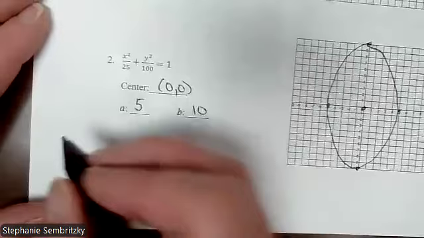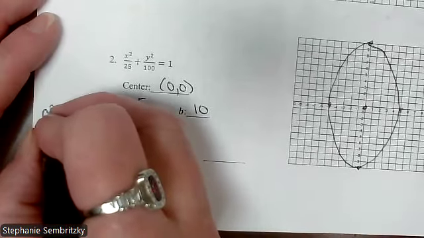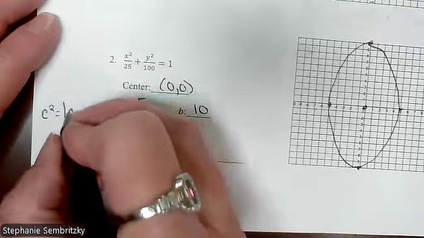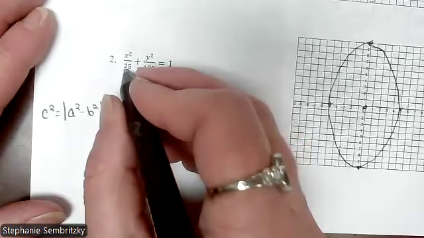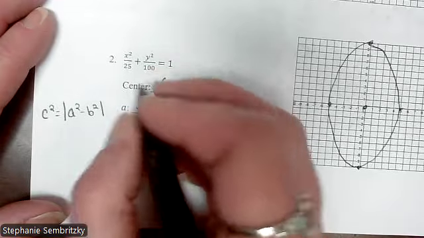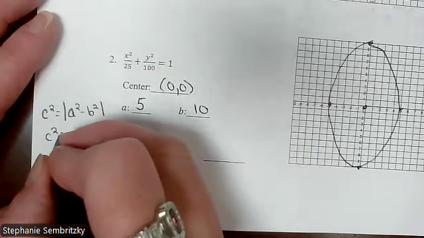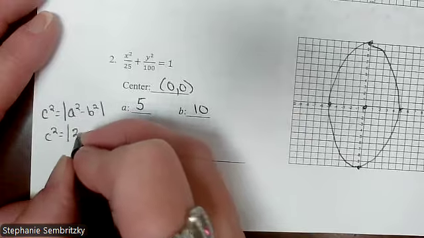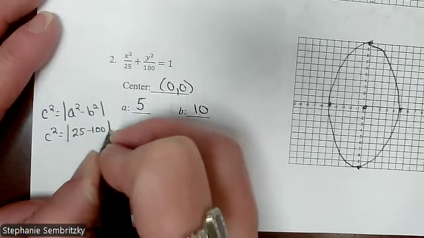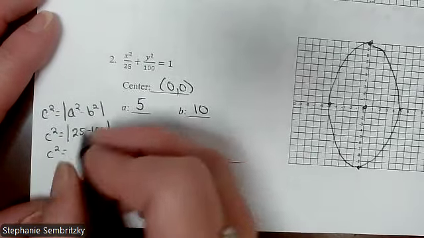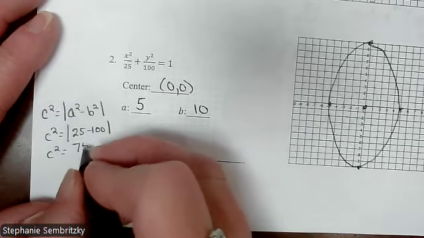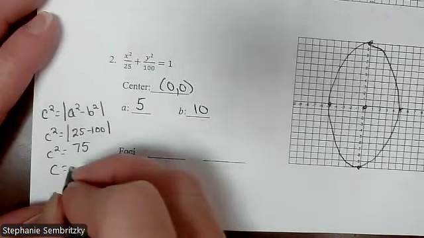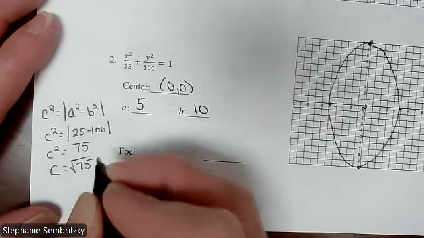Okay, so let's find our focal points, our foci. We're going to do the absolute value of a squared minus b squared. So we're doing the difference between our squared numbers, the ones underneath in the formula. So I got 25 minus 100. That'd be 75. It'd actually be a -75, but we're taking the positive version of it. So C equals the square root of 75.